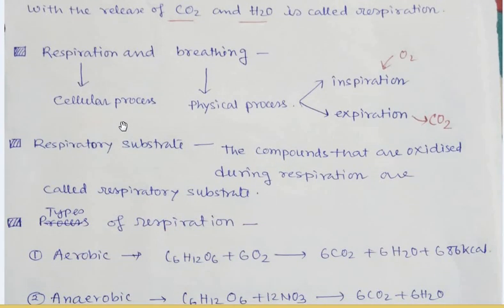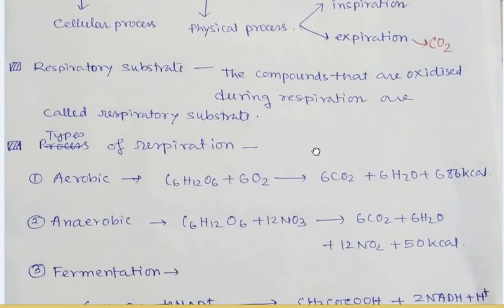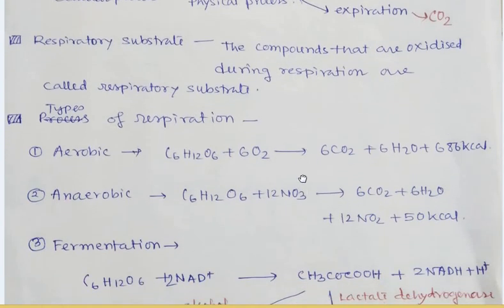Now the respiratory substrate. The compounds that are oxidized during respiration are called the respiratory substrate. The most preferable respiratory substrate in plants or animals is glucose, but protein, fat and organic acid may also be used as a substrate. Then the types of respiration.